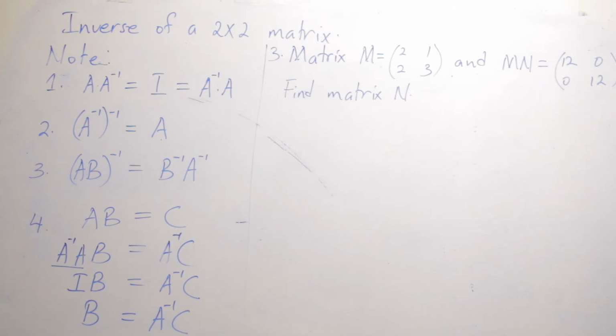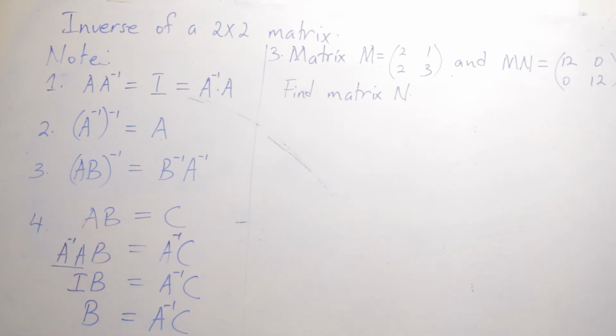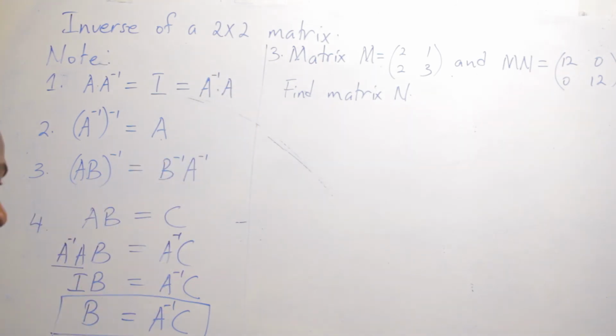So suppose I'm given matrix C and matrix A, and I need matrix B, I can use this one here to get my matrix B. Example 3, we did some time back when we were looking at the multiplication of matrices and equal matrices. In that lesson, we did example 3. So we are going to redo it using another concept, coming from our note 4.